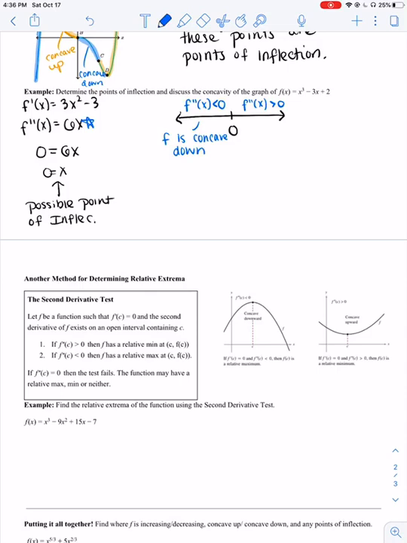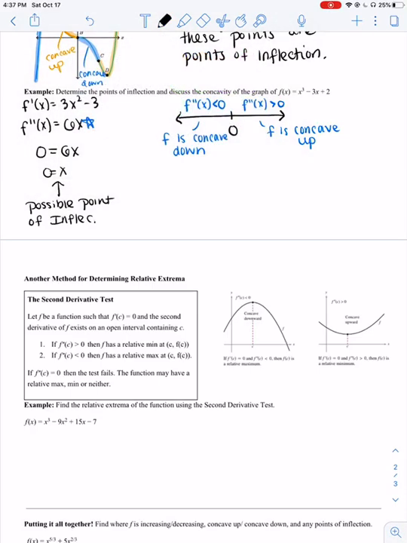And if f double prime of x is positive, that tells us that f is concave up. And so, can we see a point of inflection? Yes, the graph switched concavity at 0, and therefore 0 is a point of inflection. So let's write this out using really good explanations.